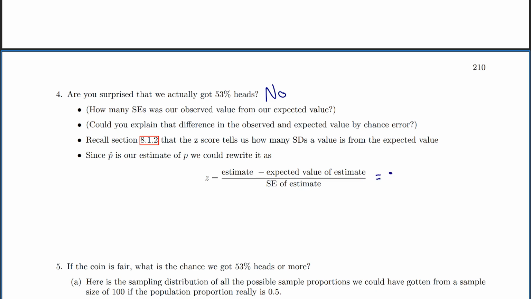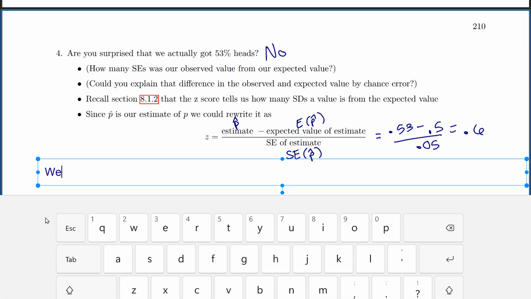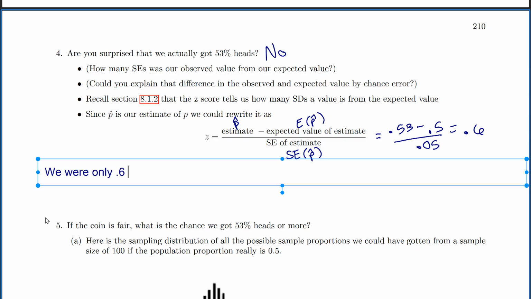So in our case, our estimate was our actual P hat of 0.53. So it'd be P hat minus the expected value of P hat over the standard error of P hat. So 0.53 minus the expected value, which was 0.5, divided by 0.05, which gives me 0.6. So we were only 0.6 standard errors from the expected value.